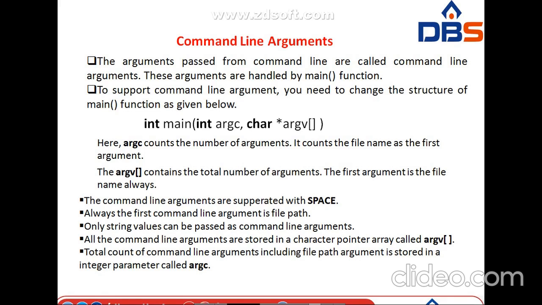One more thing is that the command line arguments are separated with a space. Whenever we are representing command line arguments, we use this space. The first command line argument is always the file path. At the same time, only string values can be passed as command line arguments. That means whenever we work with command line arguments, we pass string values. All the command line arguments are stored in the character pointer array called argv. The total number of command line arguments including the file path argument is stored in an integer parameter called argc. So that is command line arguments.